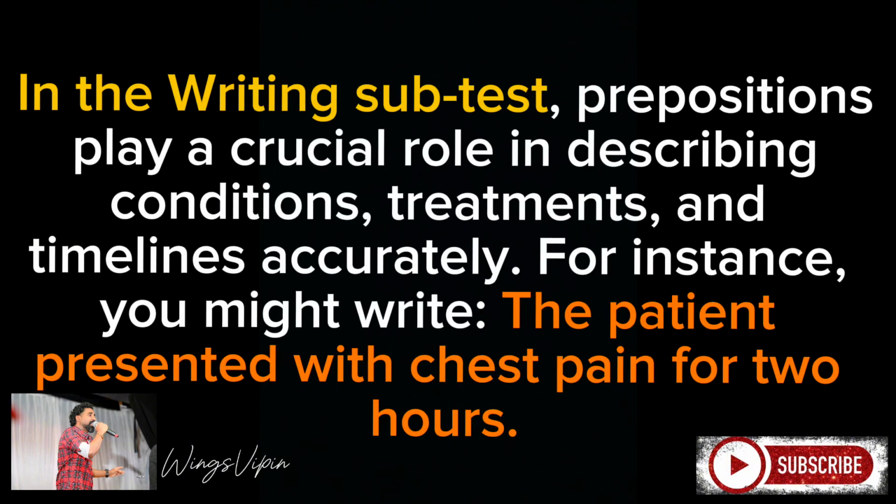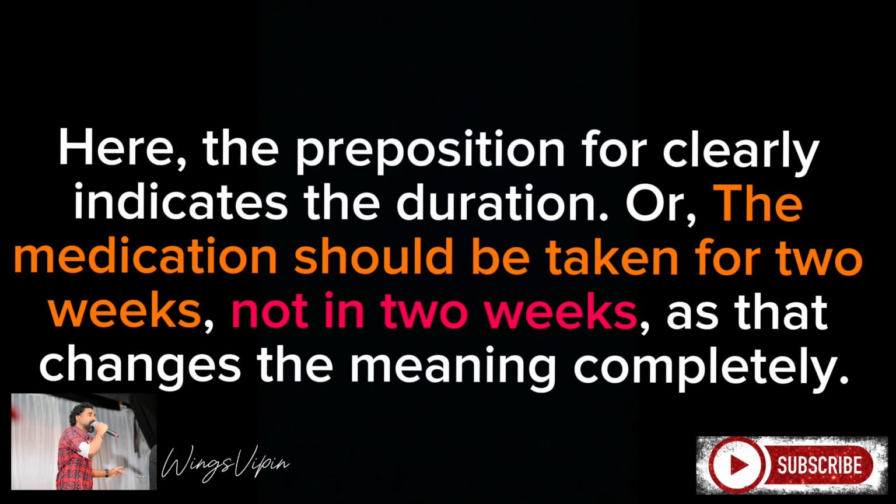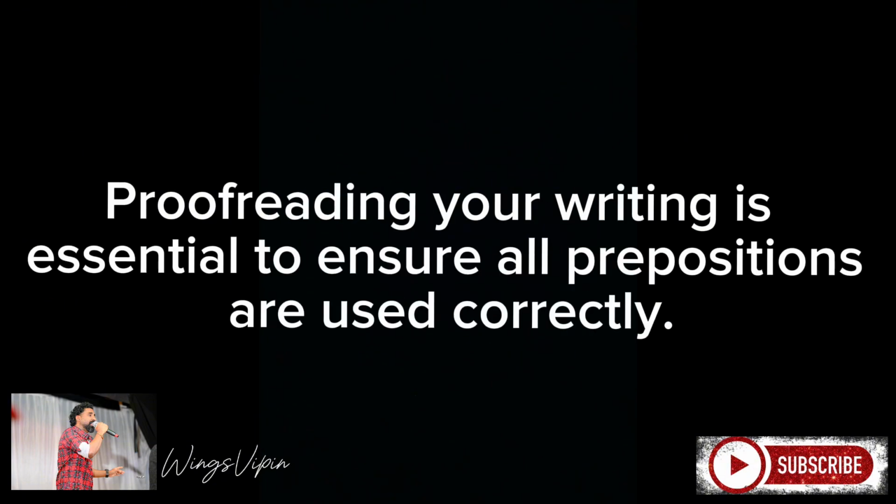In the writing subtest, prepositions play a crucial role in describing conditions, treatments, and timelines accurately. For instance, you might write, the patient presented with chest pain for 2 hours. Here, the preposition for clearly indicates the duration. Or, the medication should be taken for 2 weeks, not in 2 weeks, as that changes the meaning completely. Proofreading your writing is essential to ensure all prepositions are used correctly.